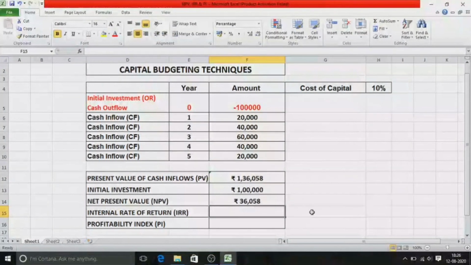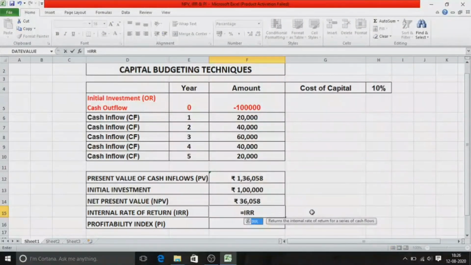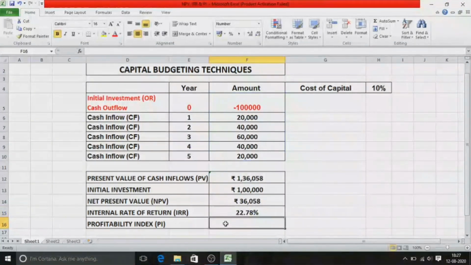Now the IRR. It is very easy to calculate the IRR. The formula is equals to IRR, bracket start, and select all the values from the initial investment up to the 5th year and close the bracket. So it will calculate and provide us the IRR, that is 22.78%.